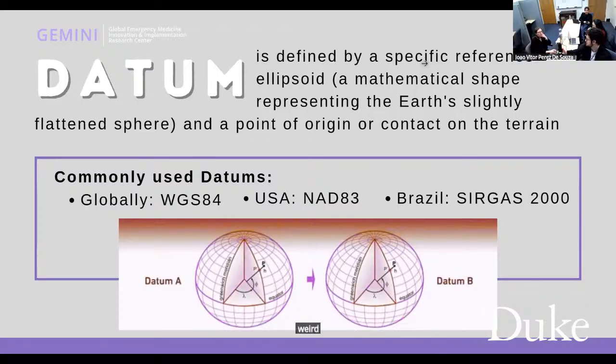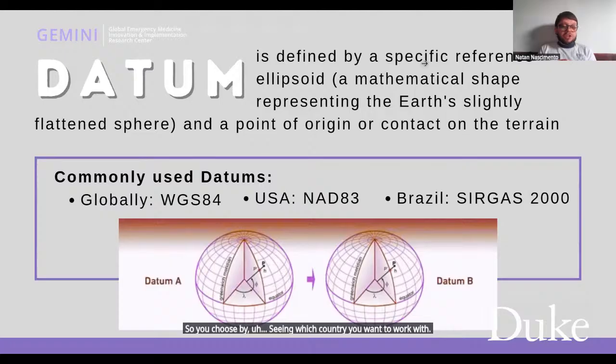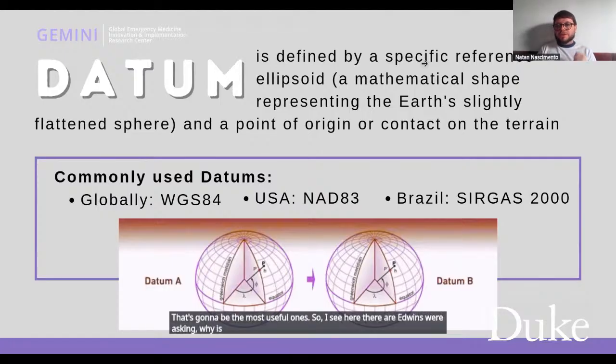So you choose by seeing which country you want to work with, and you can just Google it to see which datums are most commonly used for that. But if you don't know, or there's an inconclusive answer, WGS84. That's going to be the most useful one. So I see here that Edwin is asking, why is there a variation from the global datum?